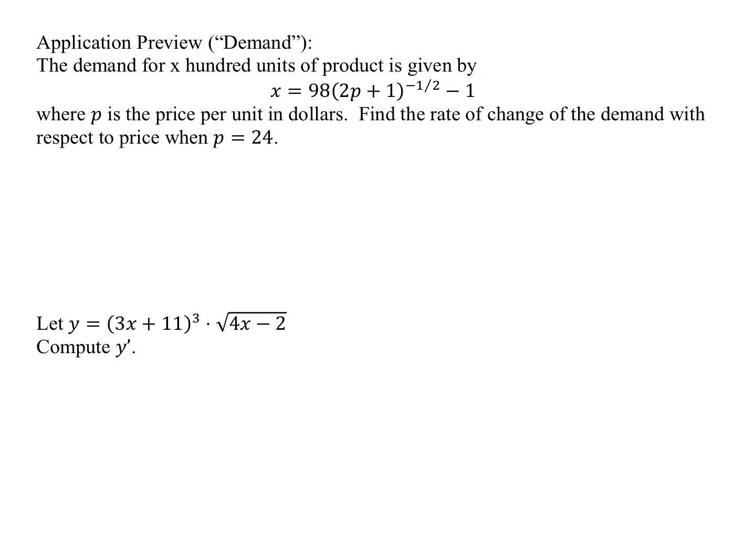Okay, what we have is the demand for x hundred units of production given by this equation. It's not actually important to write this down, but this could have been written as 98 over the square root of 2p plus 1, with a minus 1 at the end after the fraction. In some instances, that may be what your homework question looks like, and then you first have to convert it into this format that uses a rational exponent.